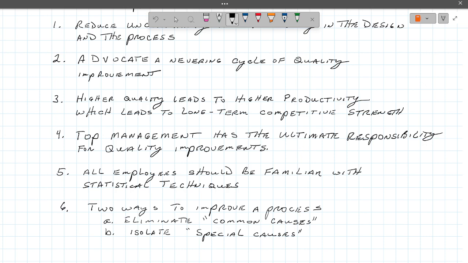Okay. Number 6, the best way to improve a process is eliminate any common causes. So you're looking for that cause and effect. What's the cause behind the error that came out as the effect? Okay. The other one is sometimes there's just some really special cases and you're not ever going to eliminate them. So isolate them, get them the hell out of the mix.